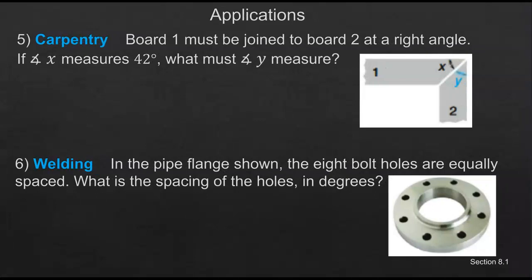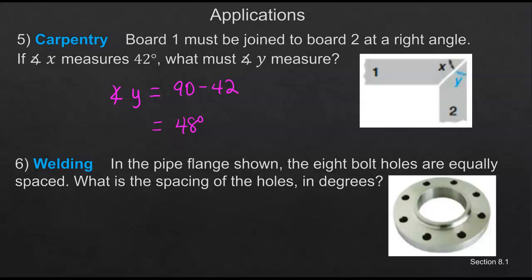Okay, so number 5, board 1 must be joined to board 2 at a right angle. If angle X is 42, what must angle Y be? Well, they're going to add up to 90 degrees. So all we have to do there is subtract to find angle Y. We would take 90 degrees minus 42, and we end up with 48 degrees.